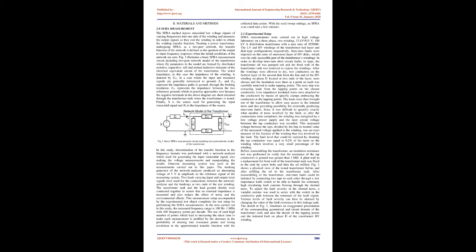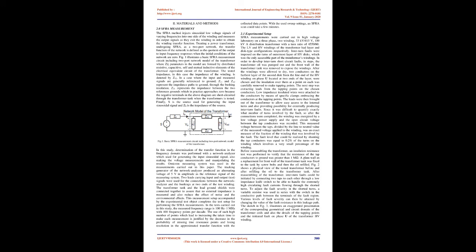2 Materials and methods. 2.0 SFRA measurement. The SFRA method injects sinusoidal low-voltage signals of varying frequencies into one side of the winding and measures the output signals as they exit the winding in order to obtain the winding transfer function. Treating a power transformer undergoing SFRA as a two-port network, the transfer function of the network is defined as the quotient of the output to input frequency responses when the initial conditions of the network are 0.